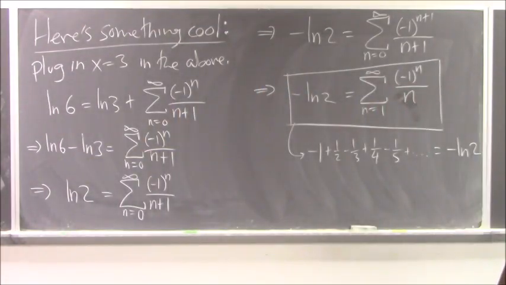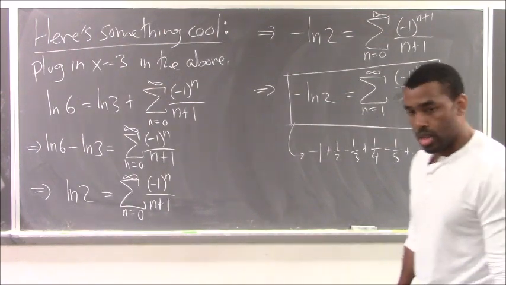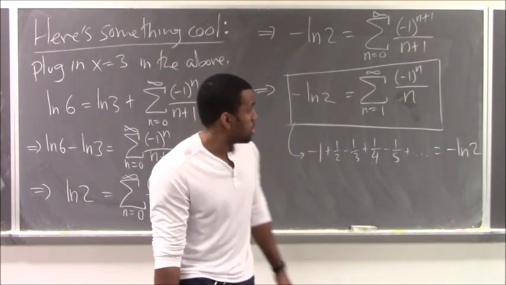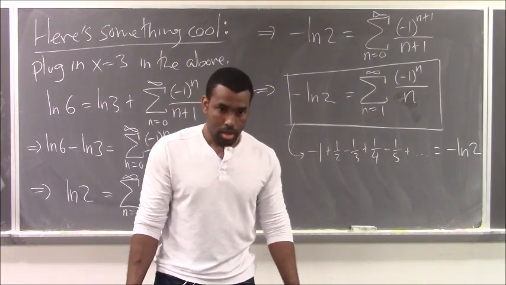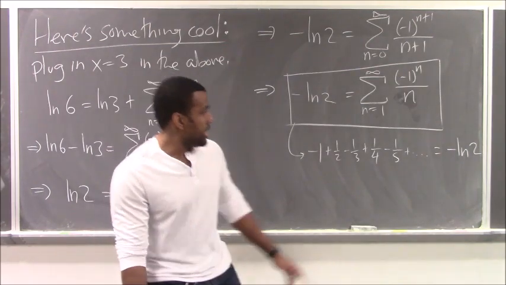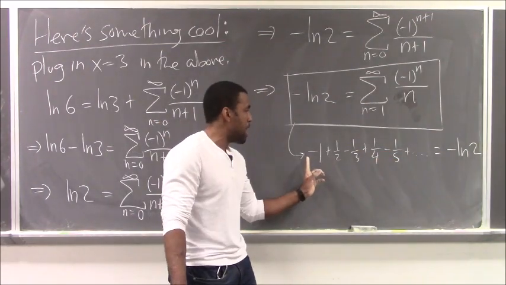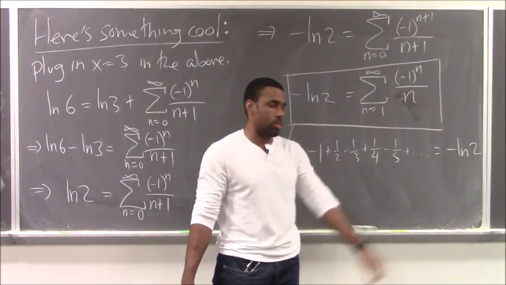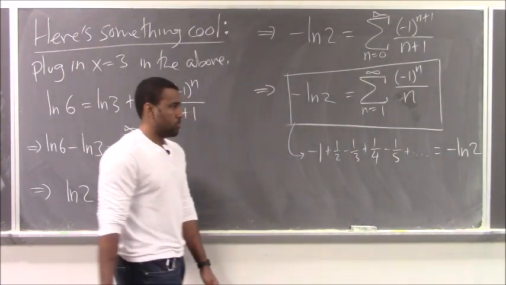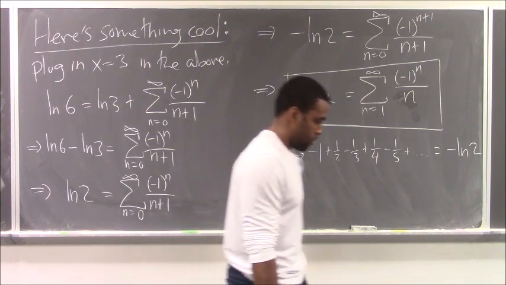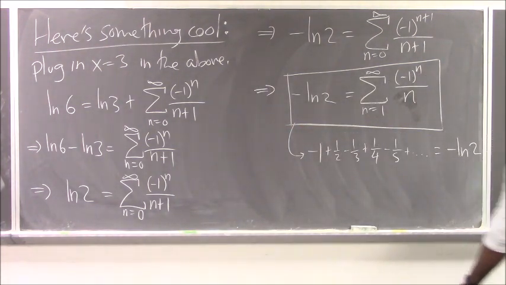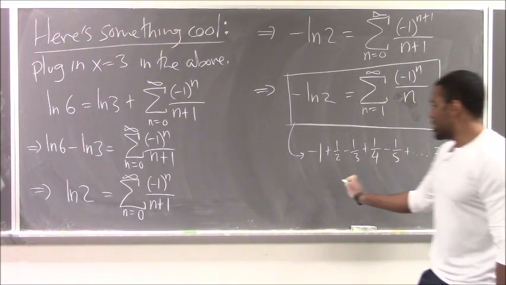Since it converges conditionally, does it mean that we can rearrange the terms and not make it minus ln 2? Yes, correct. It is minus ln 2 provided I maintain the same order right here. So the convergence is conditional here.